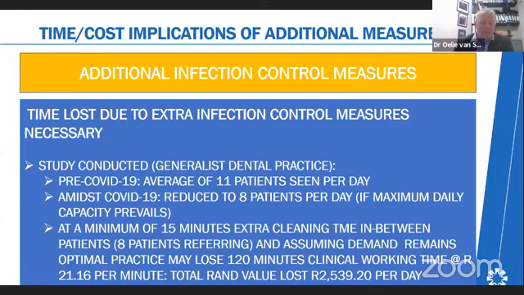So at a minimum of 15 minutes extra cleaning time, and that's a minimum, I need to stress that, in between patients, with 8 patients, and assuming, like I said, the demand remains optimal to allow for 8 patients during a normal working day, the practice will lose a minimum of 120 minutes clinical working time at, as our study indicated, 21.16 Rand per minute. So the total Rand value for those 120 minutes can amount to 2,539 per day, which is a significant chunk of money out of a day's earnings.